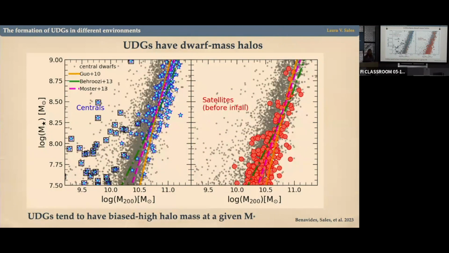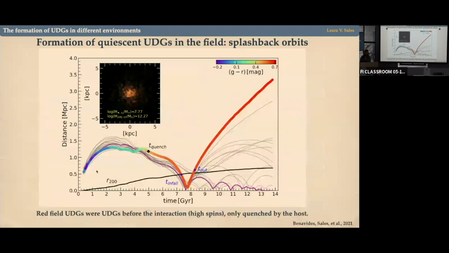It's not found in other simulations. Other simulations find complete independence with lambda. So the jury is still out on exactly which is the mechanism that can form them. What you see over here, those square ones, we were like, okay, why do they have this crazy halo mass? And you can trace them back to be objects that have interacted with something in the past. You see, you have it over here.